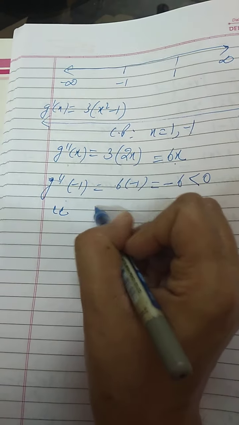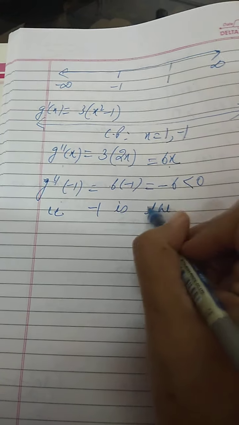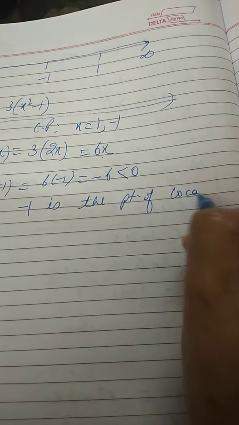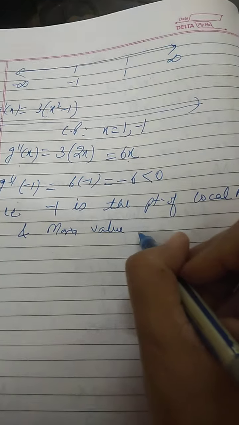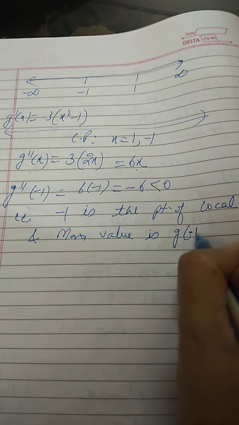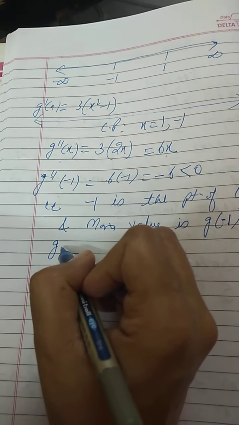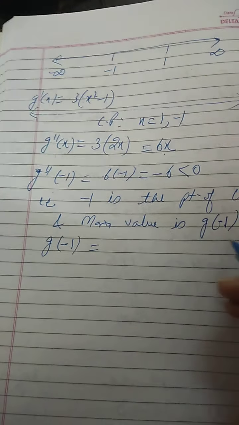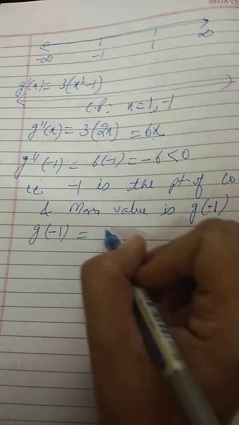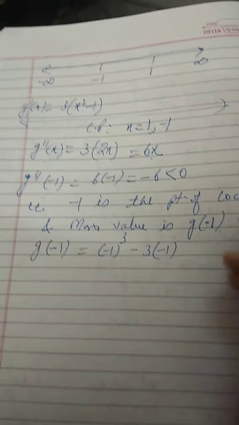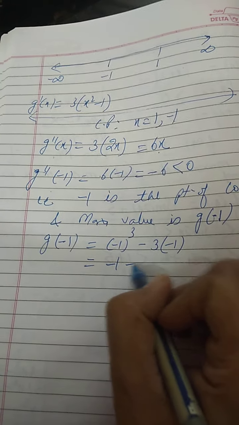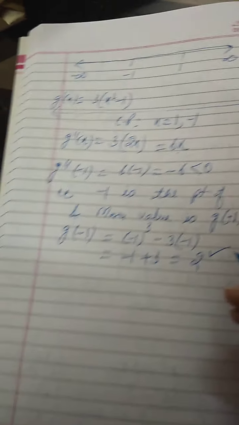What does it mean? It means -1 is the point of local maxima, right? And what is the maximum value? The maximum value will be given by g of -1. So what is the function g of -1? The function was x cube minus 3x. So here we will put -1 cube minus 3 into -1. That is -1 plus 3. So the maximum value will be 2.